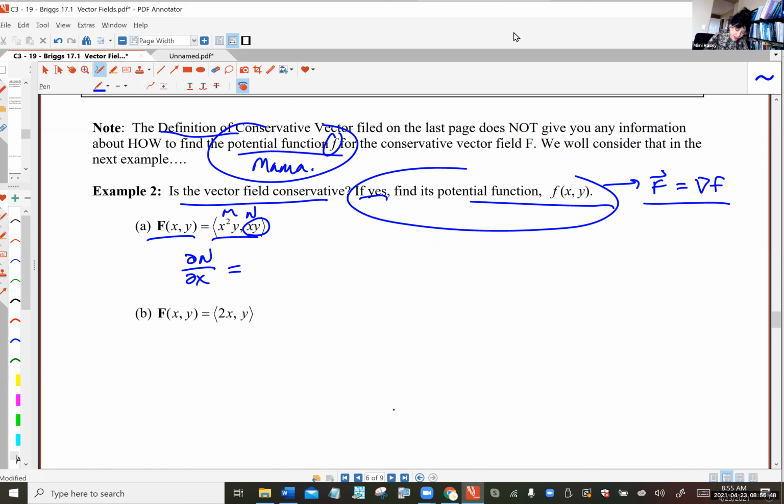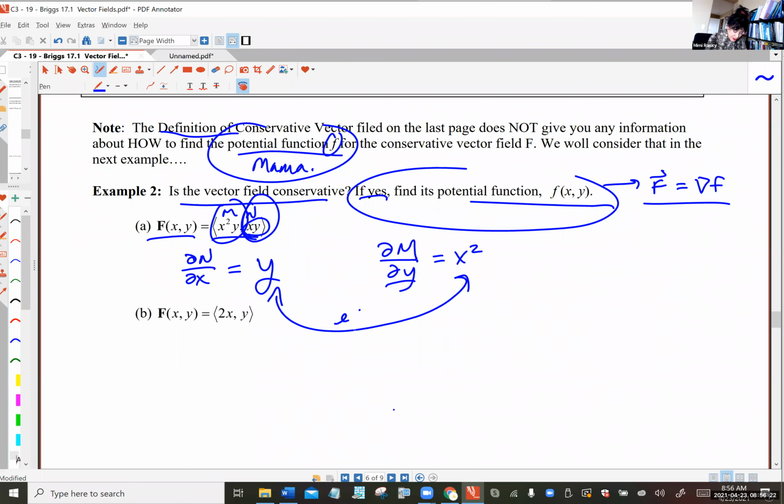Anybody want to tell me? I'm doing N first. dN/dx is what? What's the derivative of xy with respect to x? Y. Yes, thank you. Now let's do dM/dy. What's the partial of x squared y with respect to y? X squared. With respect to y, you're holding x constant. Yeah, x squared. Are these equal, yes or no?